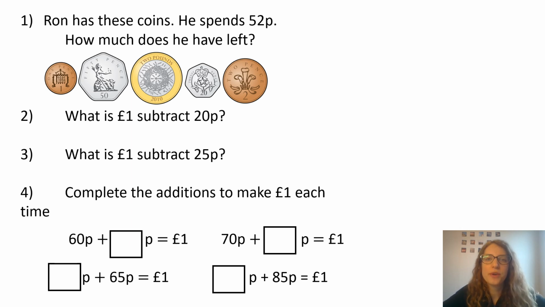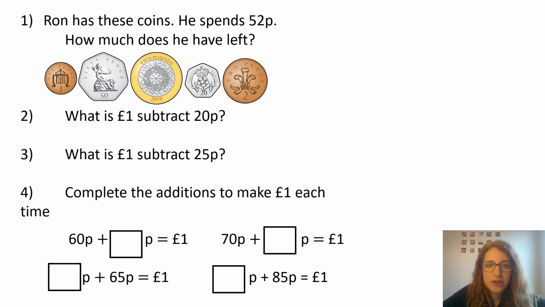Okay, so 4 questions to get us started. I would like to have a look at the coins that Ron has. So he has these coins and he spends 52 pence. How much does he have left? So work out the total and take it away. And then what is £1 subtract 20p? £1 subtract 25 pence. And then complete the missing number questions at the bottom. So give these a go, pause it and come back.